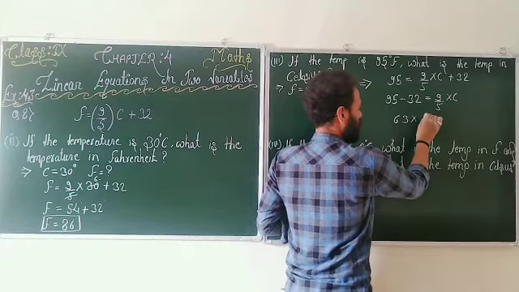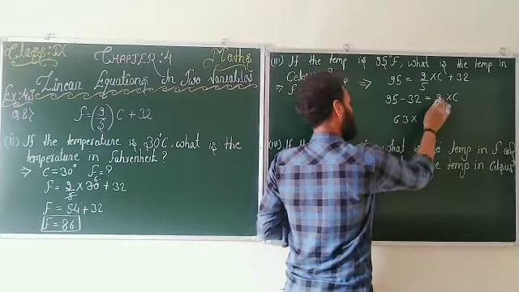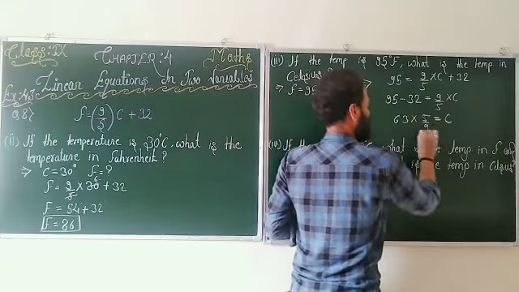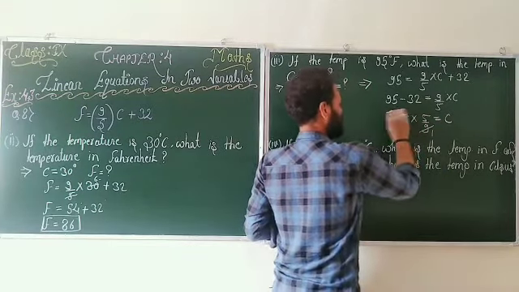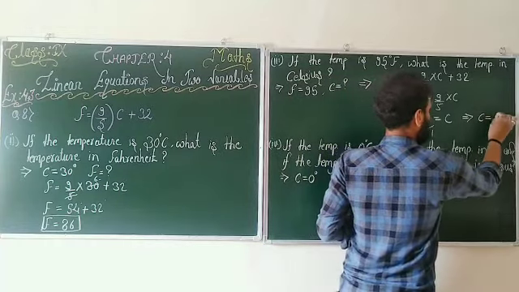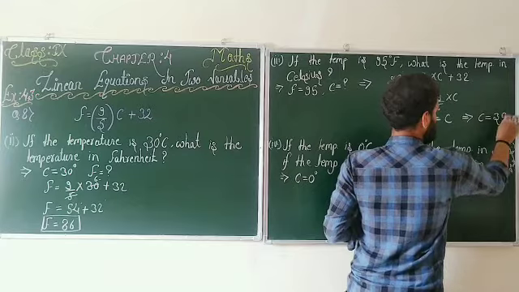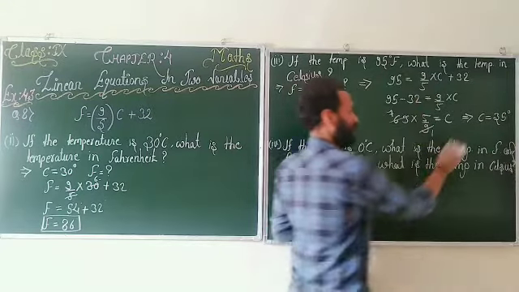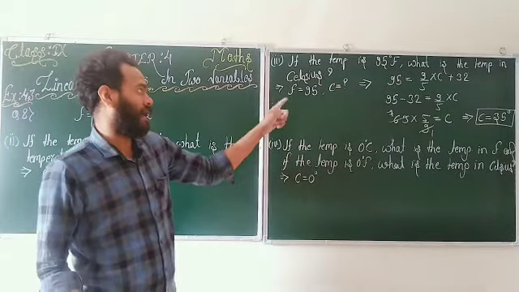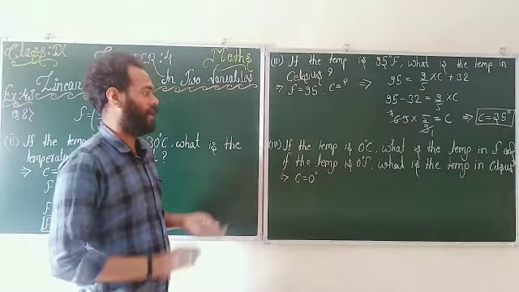The reciprocal of 9/5 is 5/9, so 5/9 into 63 equals C. 9 sevens are 63, so in Celsius the temperature is 7 into 5, 35 degree. The temperature in Celsius is 35 degree when the temperature in Fahrenheit is 95 degree.